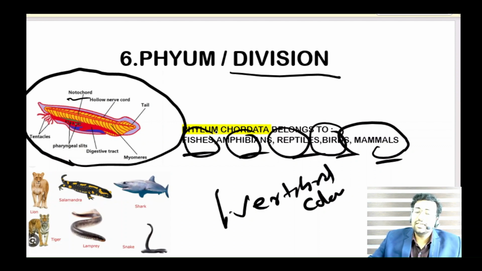This notochord present, we call it Chordata. In some organisms, after birth this notochord may disappear. Whatever it may be, if the notochord, the precursor of the vertebral column, is present in the embryonic stage, we call it phylum Chordata: fishes, amphibians, reptiles, birds and mammals.